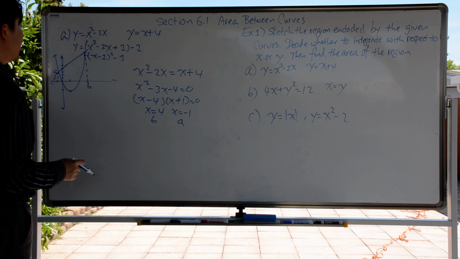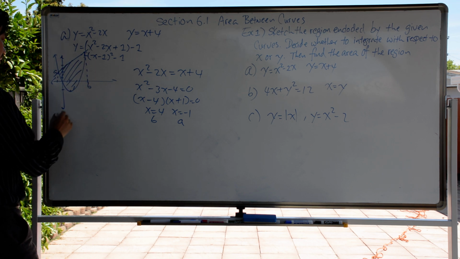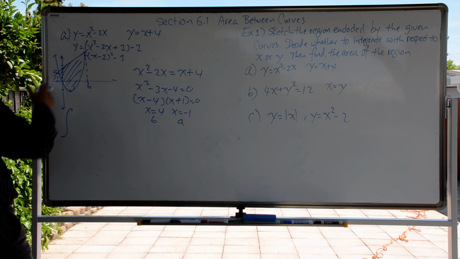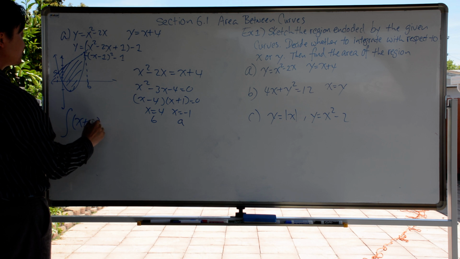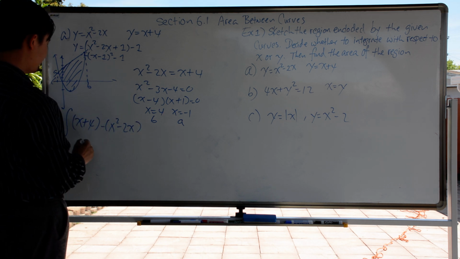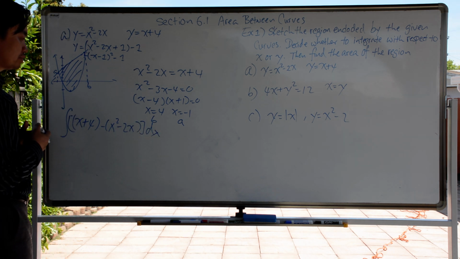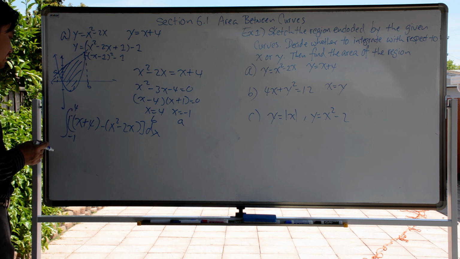So now let's just set it up. It looks like for this one we're using the vertical approach. So for f of x, which is the line right here, it's x plus 4, subtract the quantity of x squared minus 2x, dx. And then the boundary is from a to b, so from negative 1 to 4. Okay, so that's the setup.